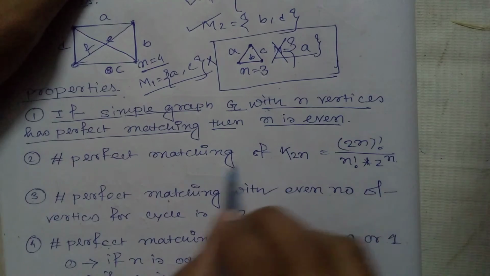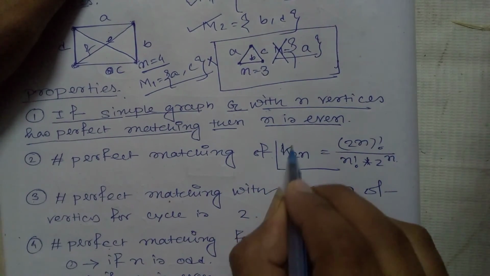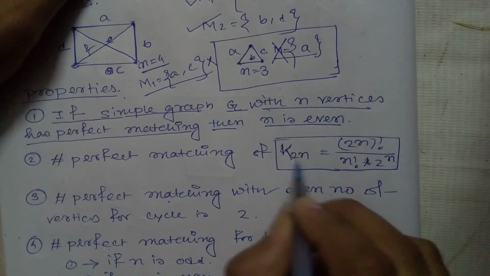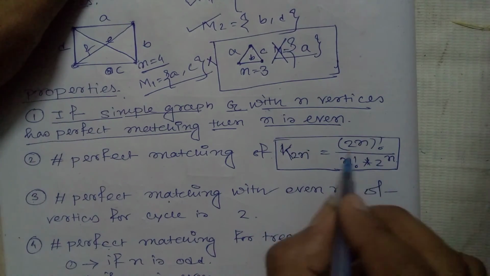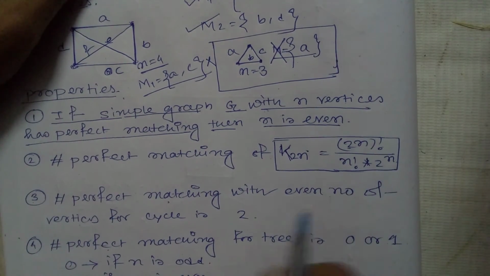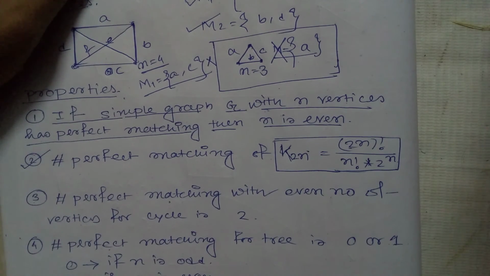Okay, so there is another formula: the number of perfect matchings for K2n. What is K? K is the complete graph with 2n vertices, and the number is (2n)! divided by n! times 2 to the power n. This is the number of perfect matchings present in a complete graph with an even number of vertices.